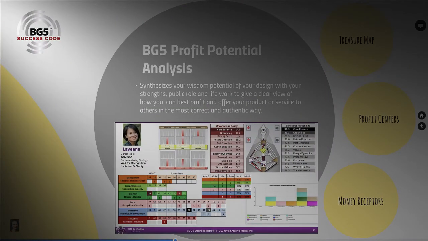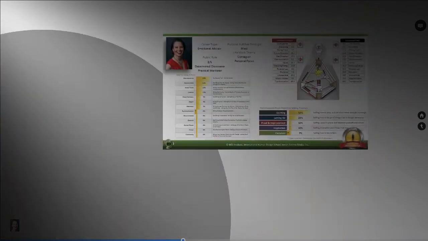Now, in the profit potential analysis, what it does is it synthesizes the wisdom potentials, especially of your design. Along with your strengths, along with your public role, which is the profile, along with your life work, your incarnation cross. And what it does is it gives you a clear view of how you can best profit and offer your product or service in alignment with your design, and for others in the most correct and authentic way possible. So that's what we're going to be really focusing on, this specific aspect.